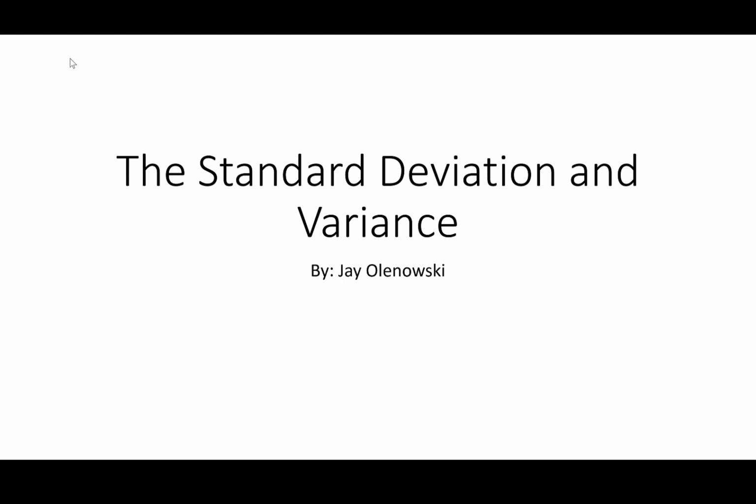So the previous lecture video looked at the measure of spread called the range, which only used two observations to come up with its measure of spread. In this video, we're going to learn about the measure of spread called the standard deviation and the variance. And these two measures of spread use every single observation to come up with its measure.